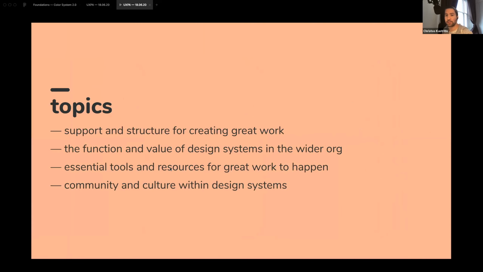Again, at the time, our team was more ops focused, but you could structure topics to suit your design system and what you want to focus on. For me, it was around creating support and structure for great work, the function and value of design systems in the wider org, essential tools and resources for great work to happen, and ultimately the community and culture within design systems at Deliveroo.